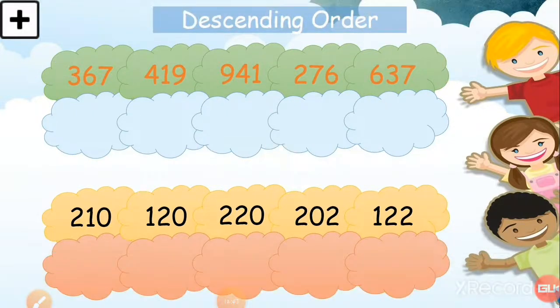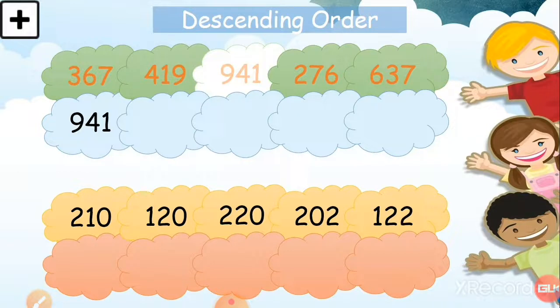Which value will come now? Just check out the hundreds place. Please check the hundreds place value, so you will easily understand which is the greatest value and which is the smallest value. You can see 941, right? This is the first value, and that number is now white in color. Now four numbers are remaining, so you have to choose which is the greatest value between these four numbers. Just check the hundreds value.